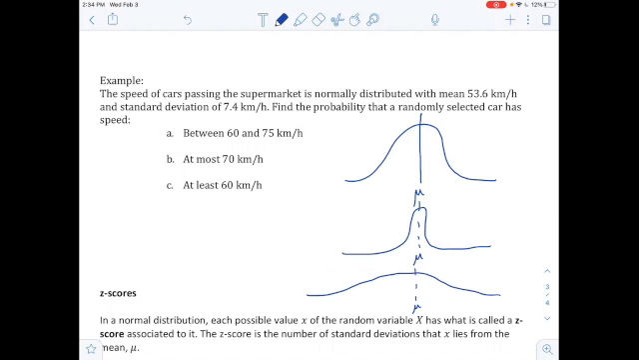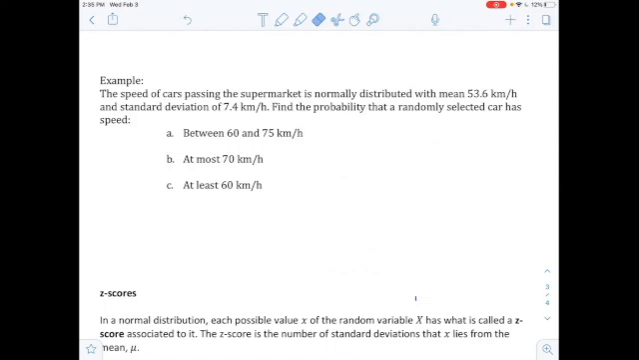Kind of like in a binomial distribution, you had to know both the number of trials and the probability of success. You needed two pieces of information to work with the binomial distribution. You need two pieces of information to work with a normal distribution.